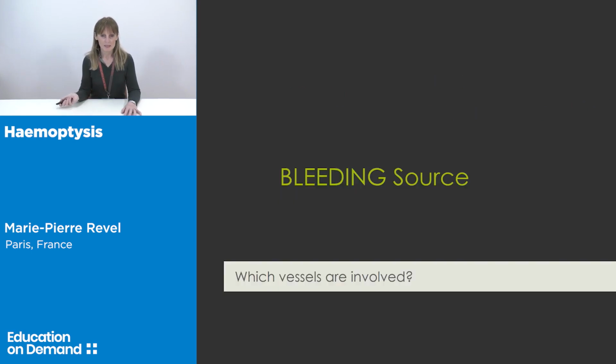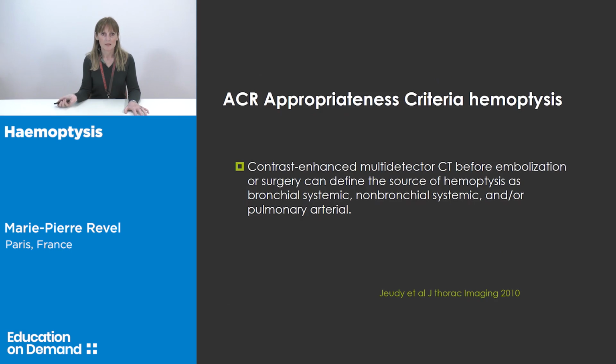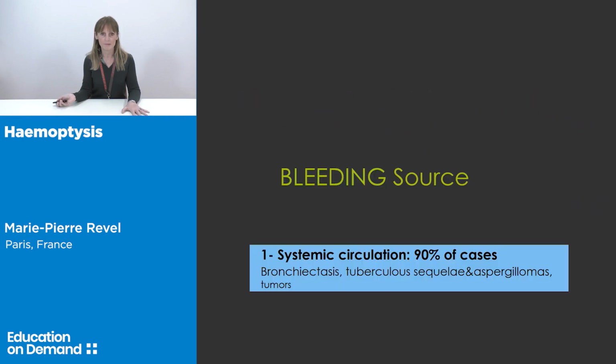What is the bleeding source? It's very important to identify which vessels are involved. And it has been clearly mentioned that performing a contrast-enhanced CT before embolization is very important to define the source of hemoptysis as being of bronchial systemic or non-bronchial systemic or of pulmonary arterial origin. The systemic circulation is involved in the vast majority of cases.